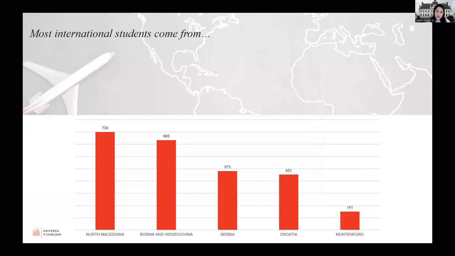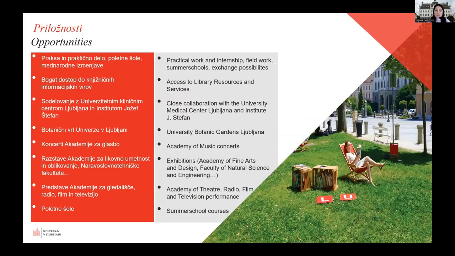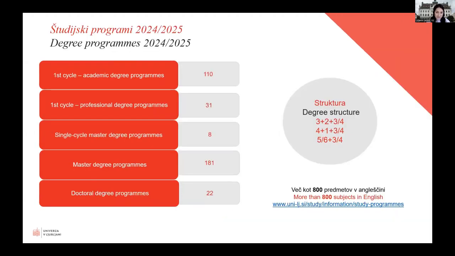One of the University of Ljubljana's strategic orientations is definitely cooperation with the Western Balkan region. And through research, teaching, and study activities, we also strive to connect and maintain contact with Slovenians living abroad. As our students, you will have many possibilities for practical work, exchange, and internship. You're also welcome to attend summer school courses, concerts, exhibitions, and performances organized by our academies and faculties. You will also have very good access to library resources and services with various support activities, and we will provide you support in integrating into your studies and life in Slovenia. We have accredited more than 400 degree programs and more than 800 subjects in English.